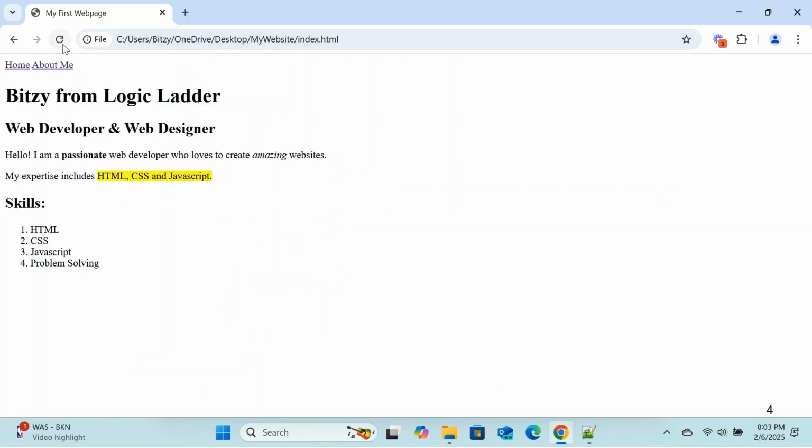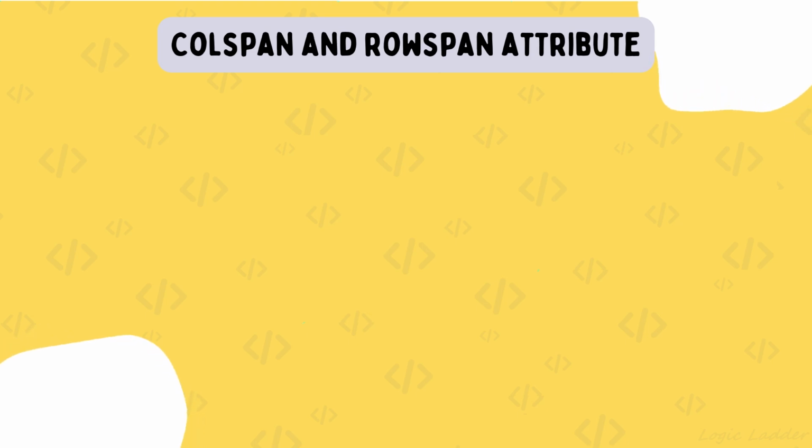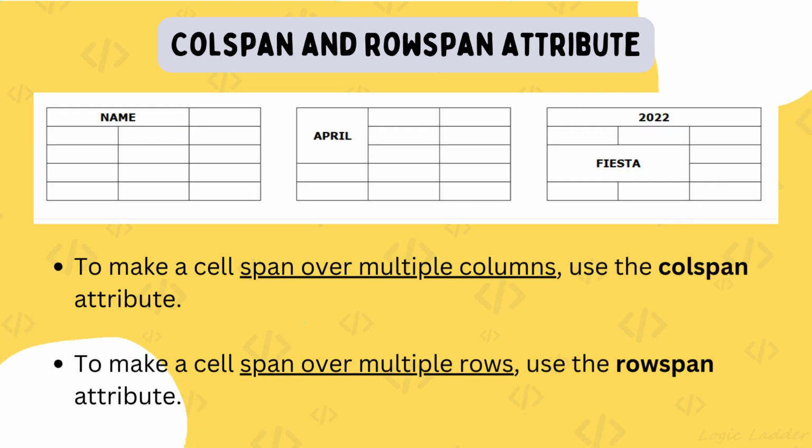Refresh the website and see it in action. Here you go. You have successfully created a table using HTML. But not every time we have a table structure with equal number of rows and columns. Sometimes we need to merge columns or rows to make different types of tables as shown here. For this purpose, Colspan and Rowspan attributes are used.